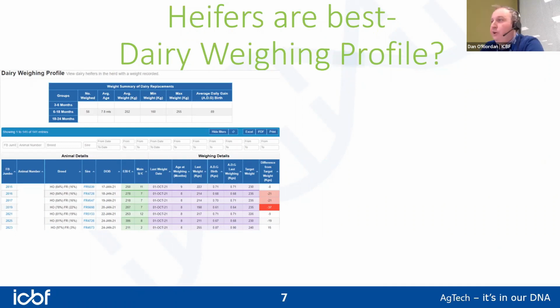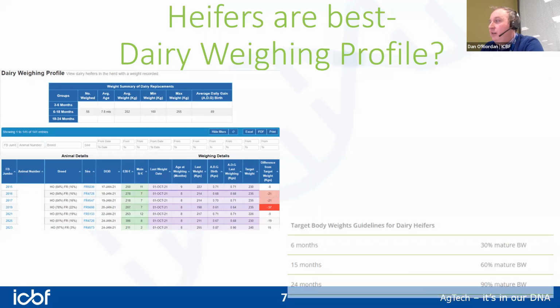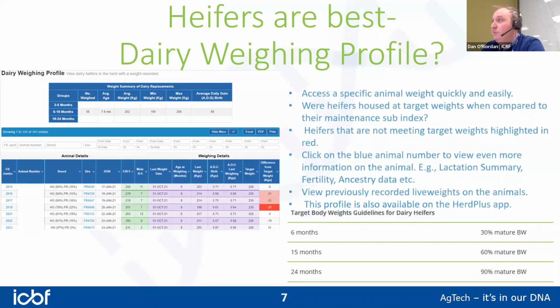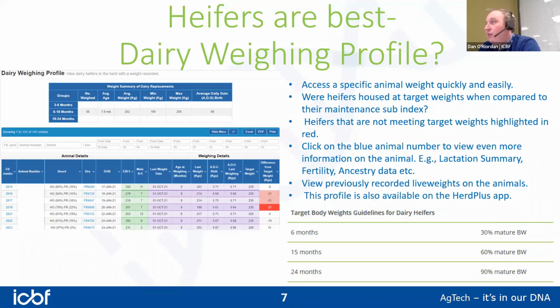This particular profile will highlight the ones that didn't come in on target. And this looks at the maintenance figure of the particular heifer. Look, at 6 months, it should be 30% of the mature weight. At 15 months, it should be 60%, and about 24 months should be 90% of the mature weight. And we use the maintenance sub-index there to highlight that.